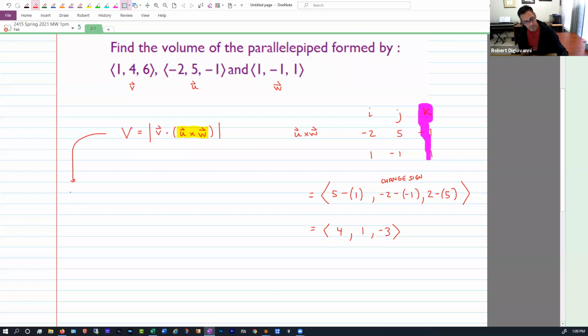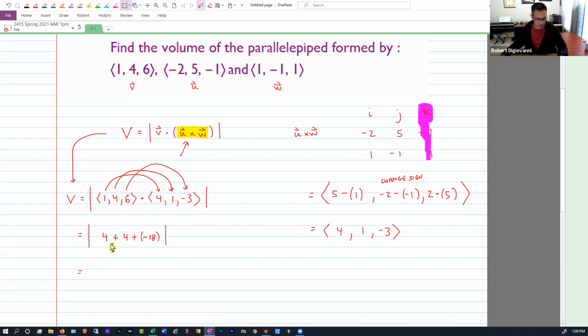Now coming back up here, we take the magnitude of the V vector, which is 1, 4, 6, dotted with this thing, which we just found was 4, 1, -3. And the dot product was the easy one, right? You just multiply here, that's 4. Then add to that these two multiplied here, which is 4. Then add to that these two multiplied, which is -18. What does this give me? 8, take away 18, -10. Then we take the absolute value, so we get 10.